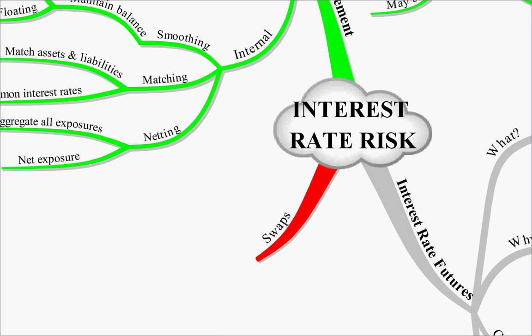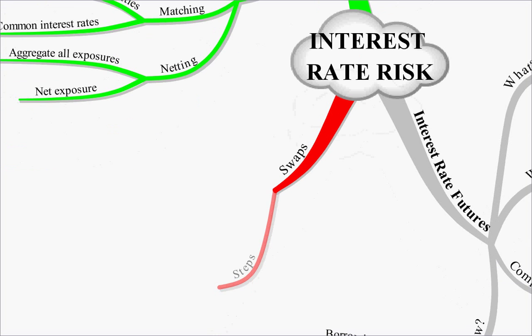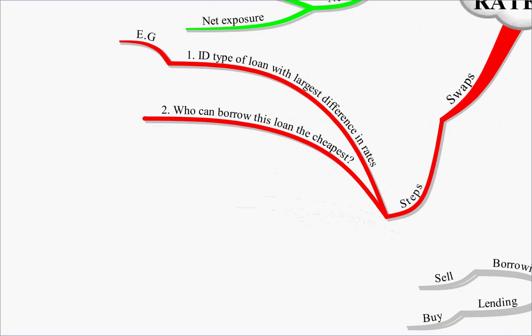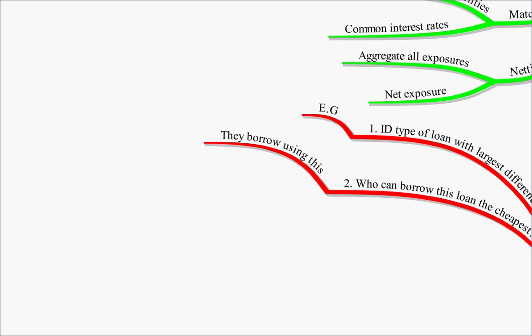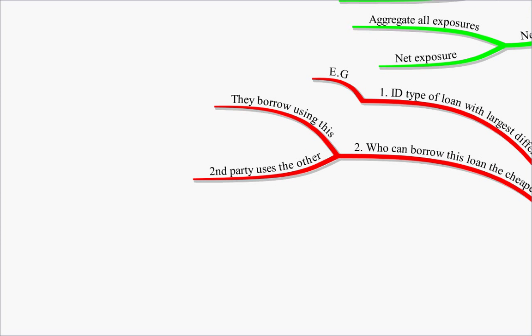That takes us on to swaps then. Interest rate swaps, we do need to be able to do the calculations on this. So how do we do that? The steps are: number one, identify the type of loan with the largest difference in rates, i.e. fixed or floating, which has the largest difference in rates between the two firms who are thinking about having a swap. Number two, who can borrow this loan the cheapest? Once you identify that, they borrow using that rate and the other party uses the other type of loan. So if party A can borrow the loan cheapest using fixed borrowings, they borrow using a fixed rate and the other party borrows using a floating rate.